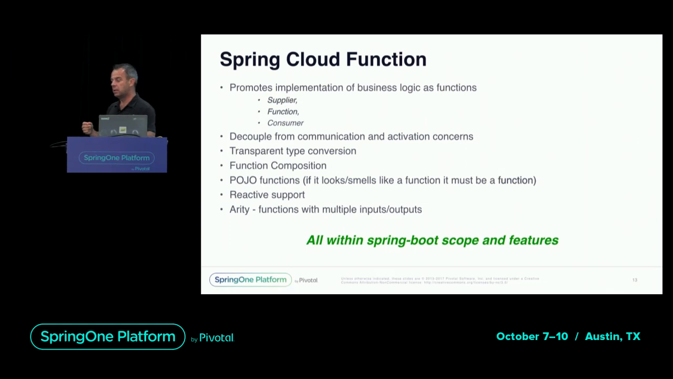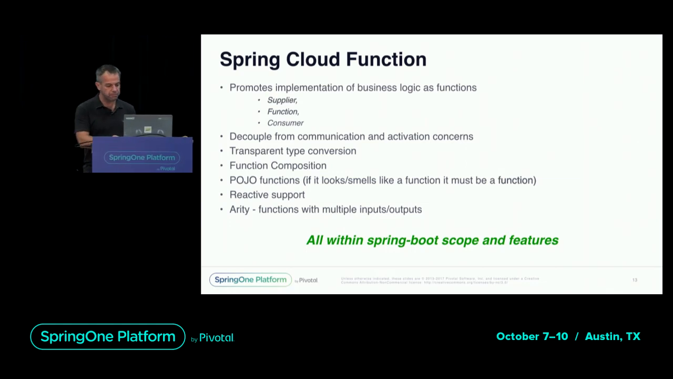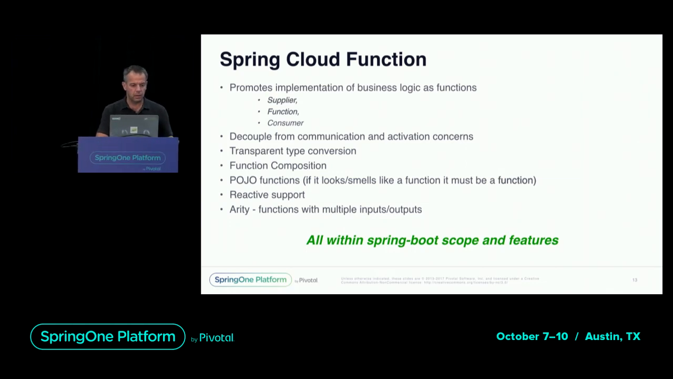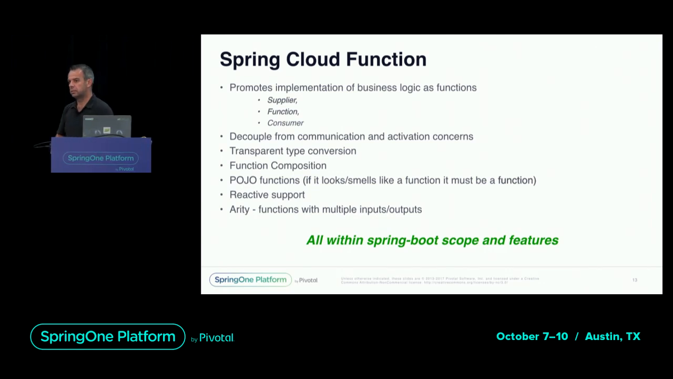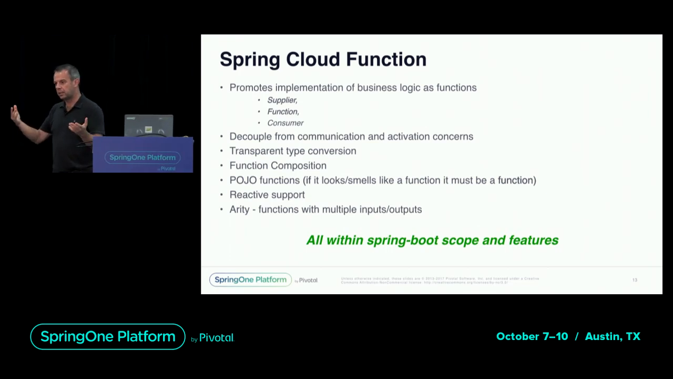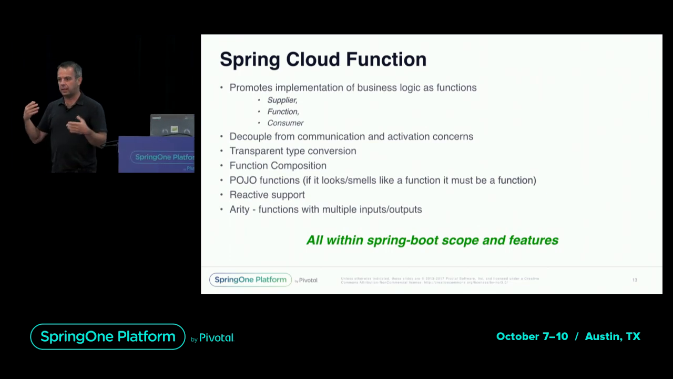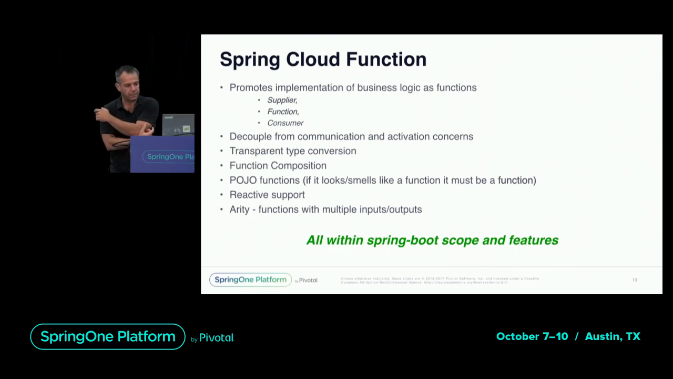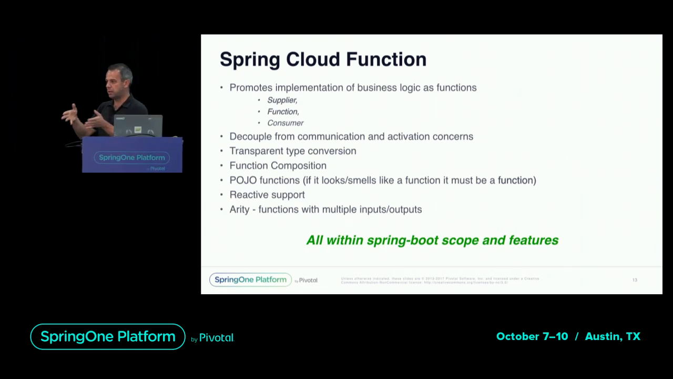Function composition, that's the cool one. We'll see it in a minute. POJO functions. So that's the good old duck typing. If it looks and smells like a function, it probably is a function. So in other words, you don't have to implement Function. If you implement something like a class that has a single method that fits the pattern of a function, we'll accept it. Reactive support, which you already saw, like basically the reactive programming model.